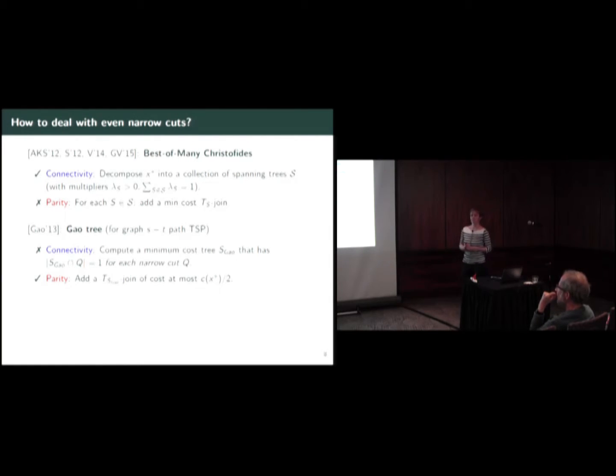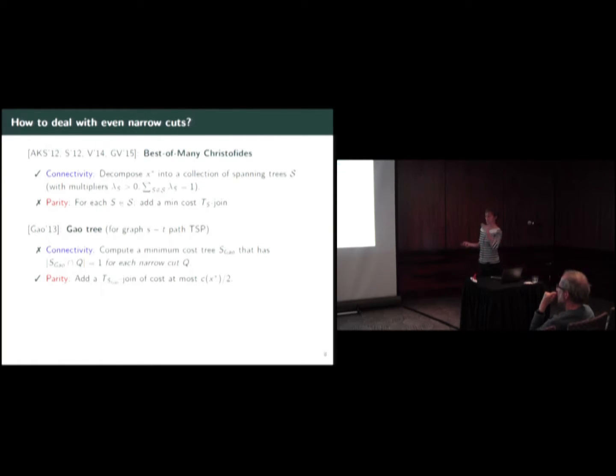Another approach by Gao in 2013 is for the graph TSP case, or graph s-t path. So we're given an unweighted graph. Our metric is just the metric completion of that graph. He showed that you can always find a minimum cost tree that has exactly one edge across every narrow cut in the graph TSP case.